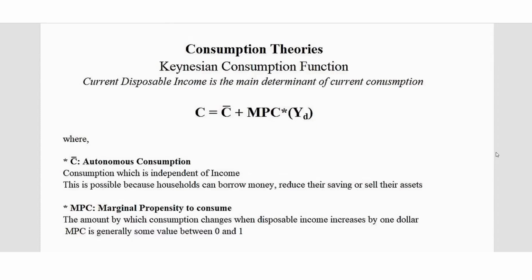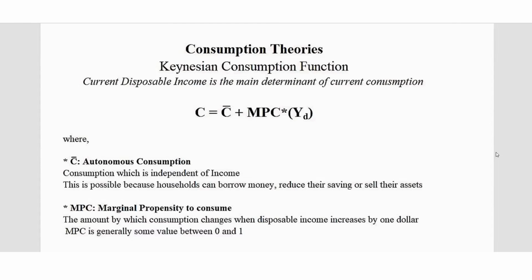Now let's look at each component of the Keynesian consumption function in detail. Let's start with C bar, which represents autonomous consumption, i.e. consumption which is independent of income. Now, how is autonomous consumption possible? It is possible because households can borrow money, reduce their savings, or sell their assets.